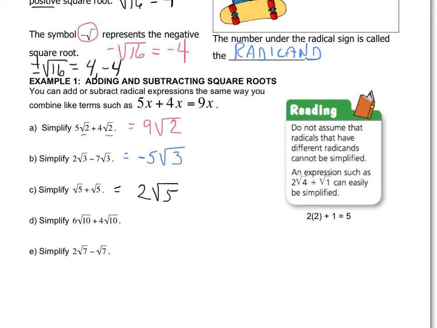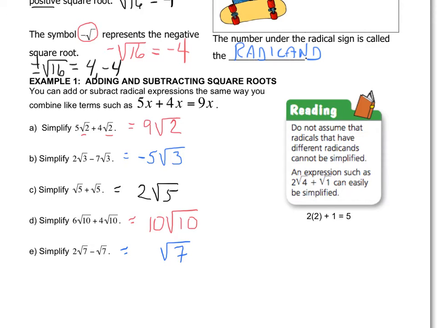On the next one, we have the square root of 10 added together, and again we would have 10 square roots of 10 because we are adding just the coefficients. And lastly here, we have the square root of 7, and 2 minus 1 leaves me with 1 square root of 7, or just the square root of 7.